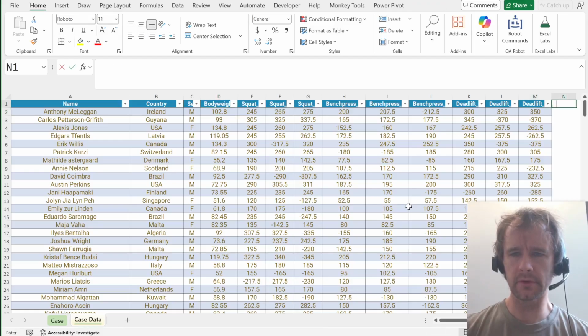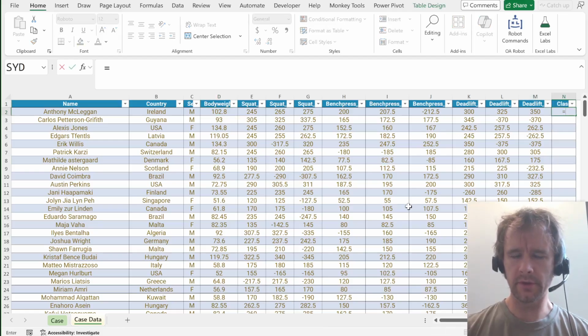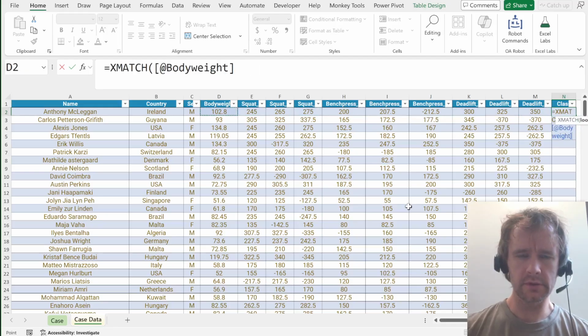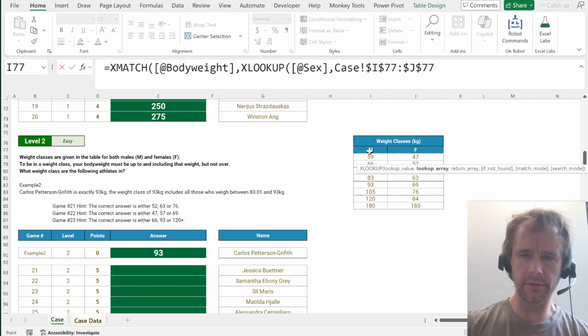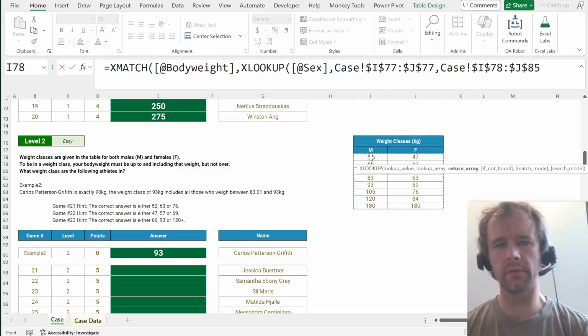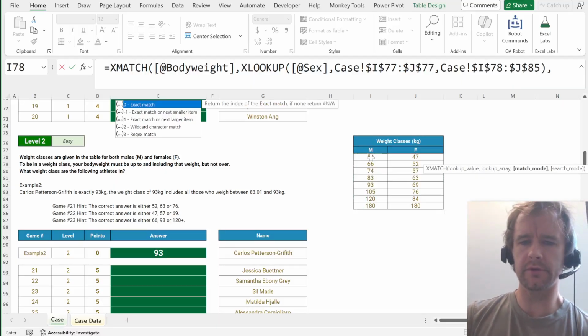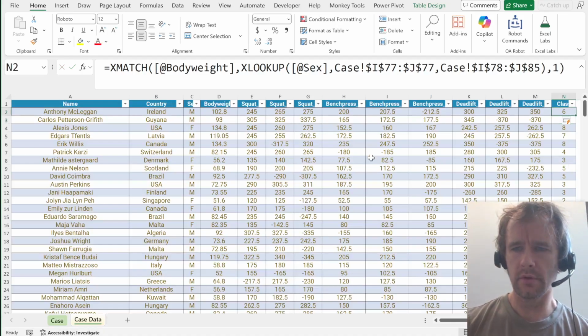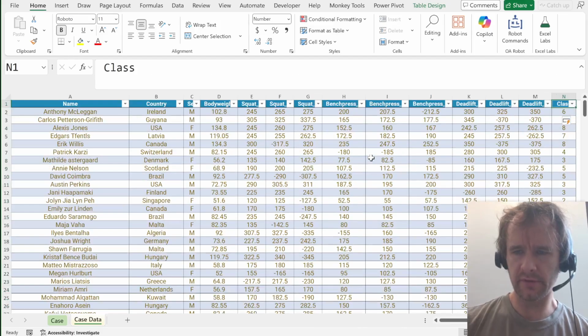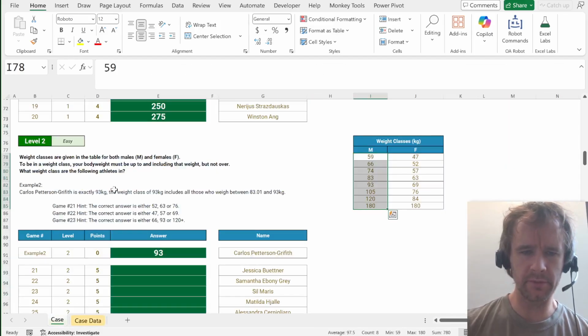yeah, so class, that's going to be X match this against XLOOKUP this in here, lock, returning from here, lock, and then I want exact match or next larger item. So main thing is, yes, everybody's in a class. We've got all 8 classes populated. It seems good.